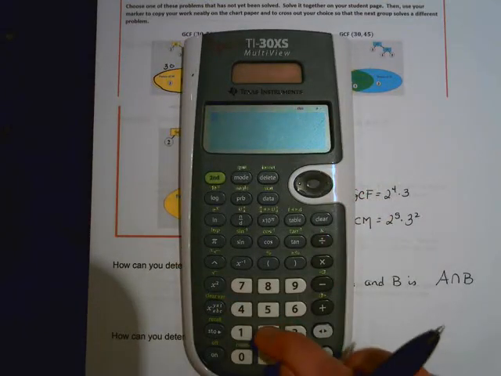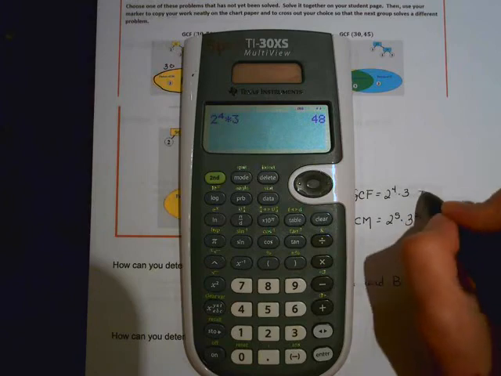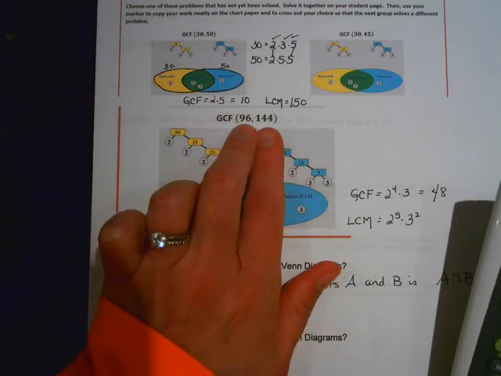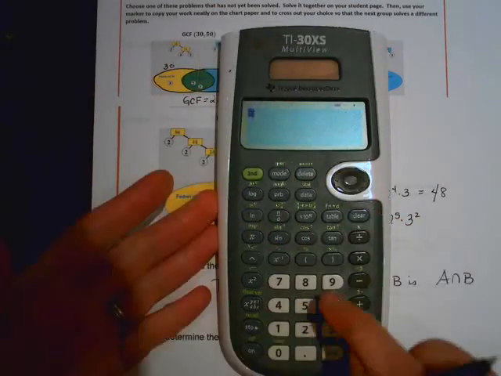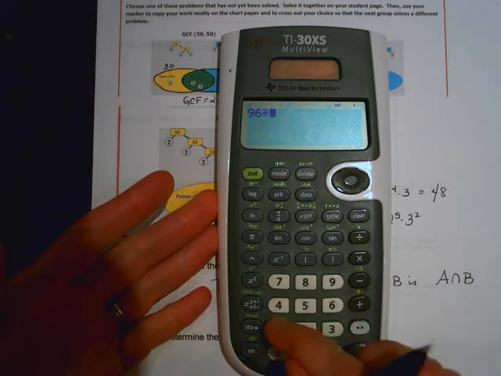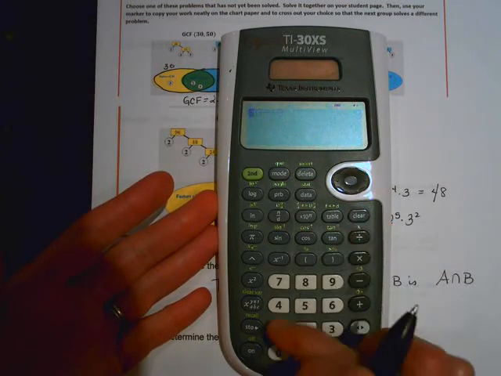That's kind of cool. So 2 to the 4th times 3 is the biggest factor that will divide evenly into both of those numbers. See, look, let me show you what I mean. So 96 divided by 48 goes in evenly.